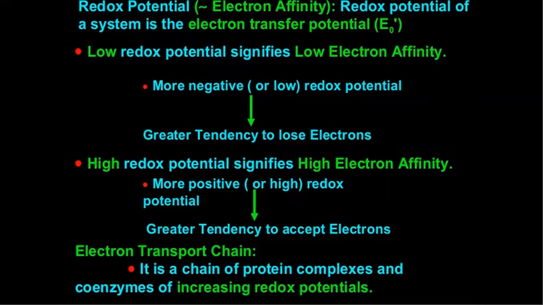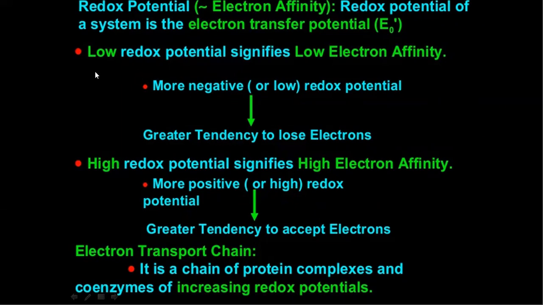Redox potential. This redox potential gives information about electron affinities, and it is measured by electron transfer potential, that is E naught values. Redox potentials are of two types: low redox potentials and high redox potentials.